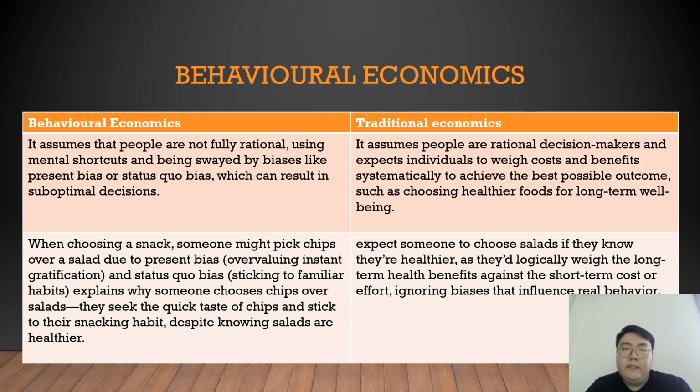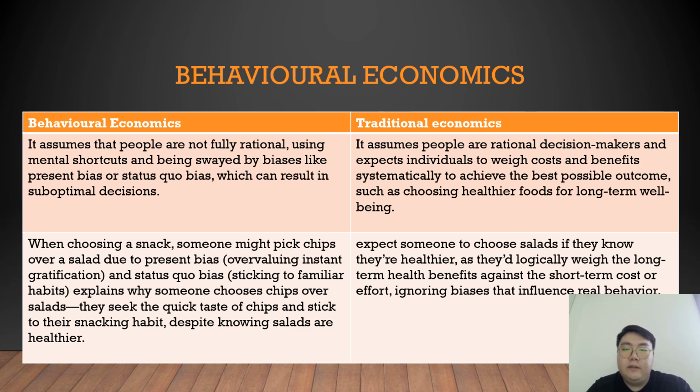Status quo bias means they stick to familiar habits, such as if they are used to grabbing chips now, they'll keep doing so even though they know that salads are healthier. Accessibility and cost also play a role, as chips are cheaper and more available in places like vending machines, especially for the poor, as we've seen in our research.